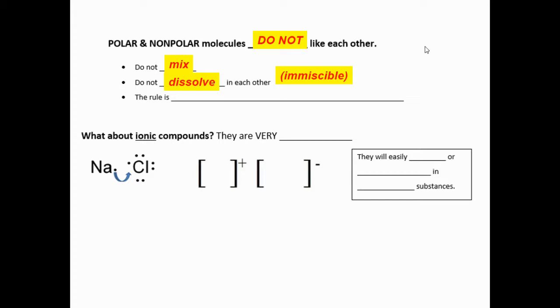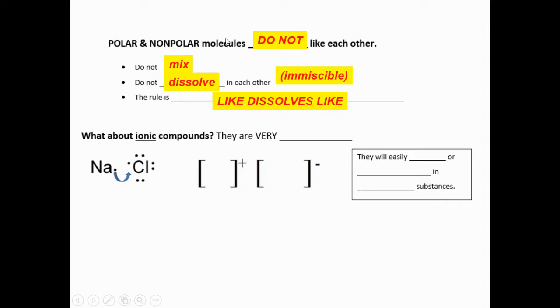In fact, oil molecules have a structure that's very similar to that long chain of carbons that we just saw on the previous slide. The rule for this is like dissolves like. Polar things will dissolve in polar things, so water and ammonia will dissolve in each other, but water and oil will not mix or dissolve in each other.